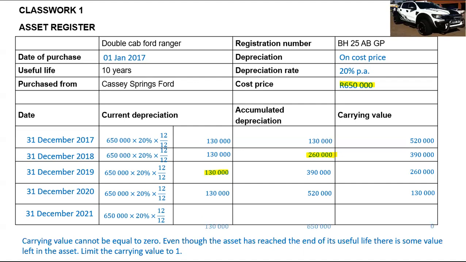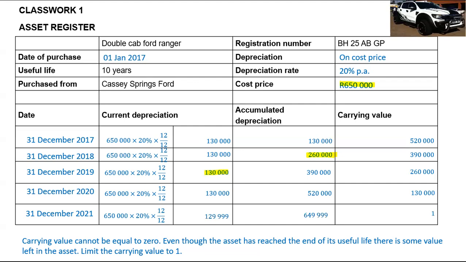I'm going to take that 130,000 minus one, and it'll give me depreciation. 130,000 minus one will be 129,999. That's what I'm going to limit my depreciation to, which will result in me having a carrying value of 649,999, and the value of this asset will just be one.